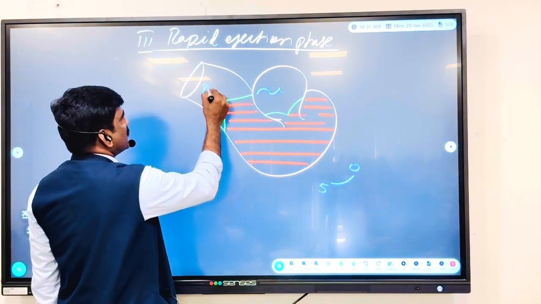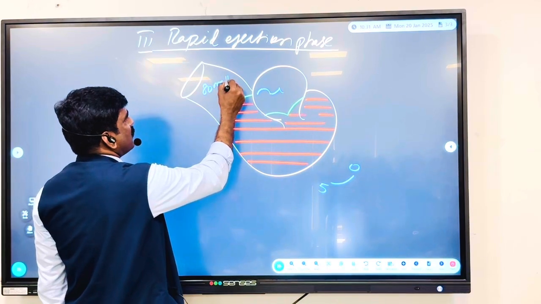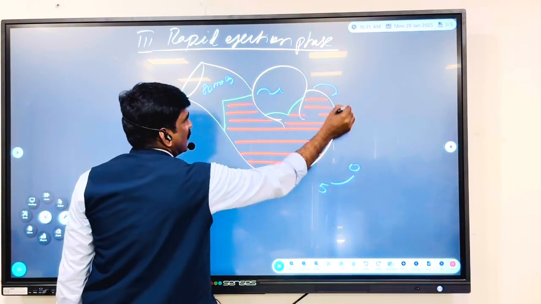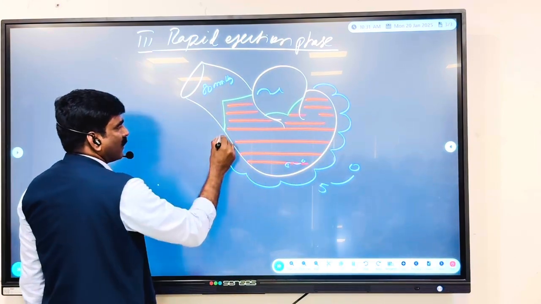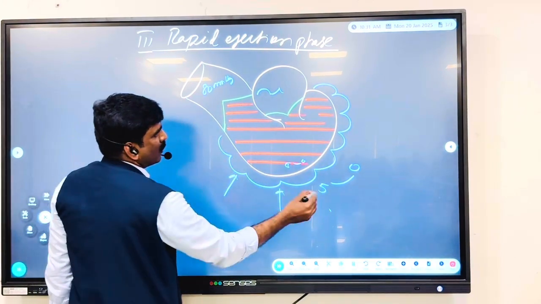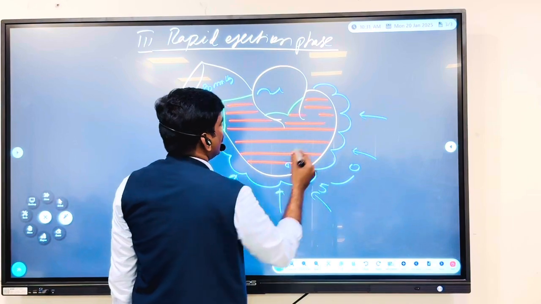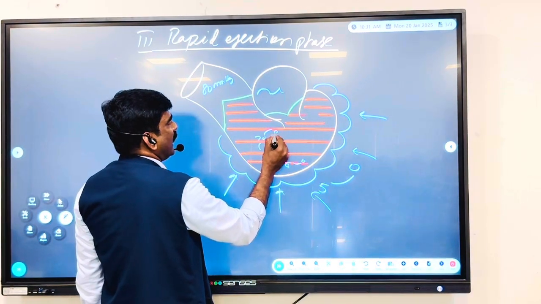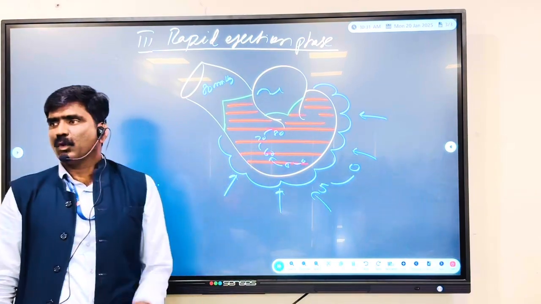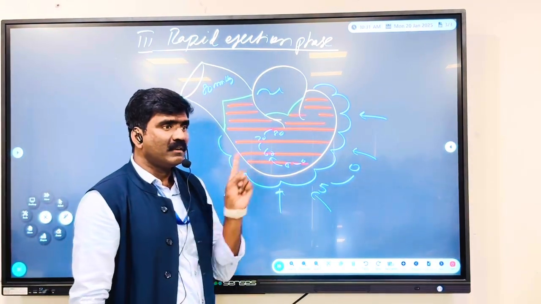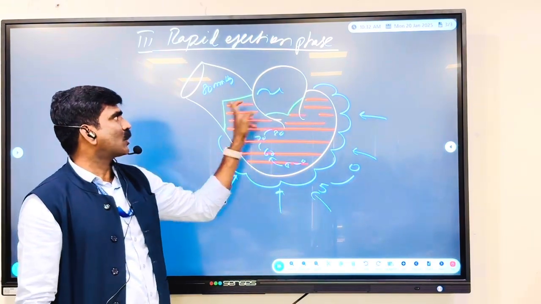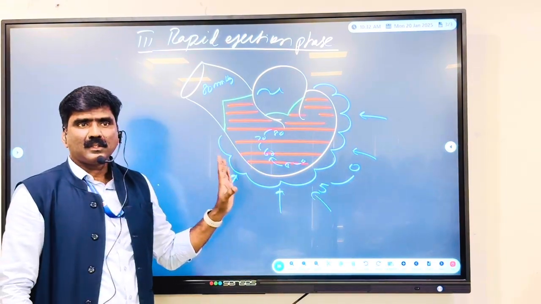Right? And what is the pressure here? 80 mm Hg. So here from 0 to 5, and now still it is contracting. The ventricle is now contracting, right? Pressure is increasing 60, 70, 80. Now we are discussing the third phase, ventricular ejection phase. Still this is closed and this is also closed.